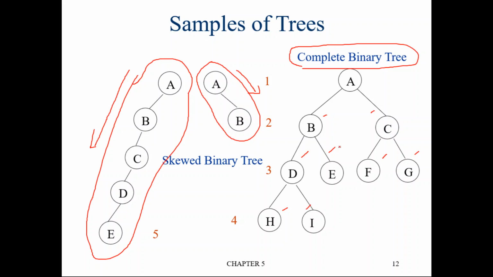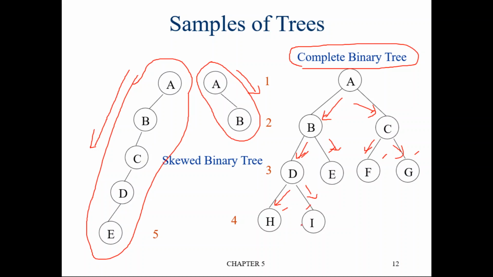I mean, there is a left child for A, and then there is a right child for A, then there is a left child for B and a right child for B, then there is a left child for C, then there is a right child for C, then there is a left child for D, and then there is a right child for D. So for whatever the nodes, there are child nodes. There is a left child and also a right child. So such a tree is called a complete binary tree.